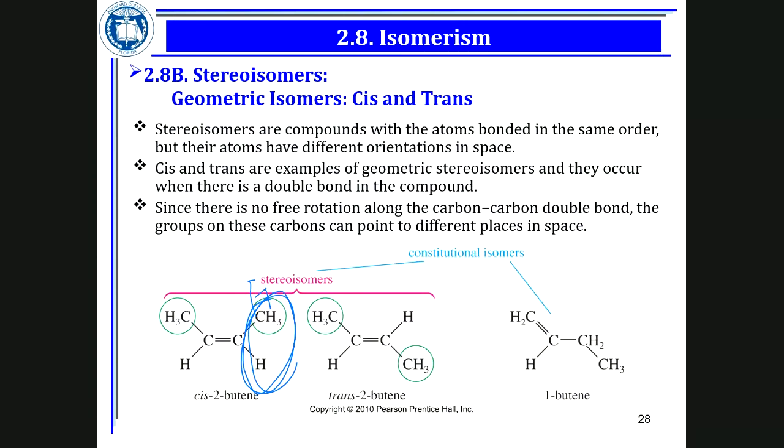For isomers, you can change the connectivity for structural isomers. For geometrical isomers or stereoisomers, only the orientation in space is going to be different. So for cis, you have two CH2s and the same group on the same side, and for trans, they are going to be on the opposite side because there is no free rotation. Very good.